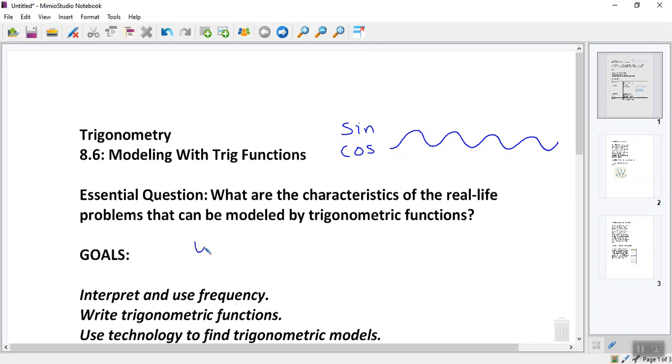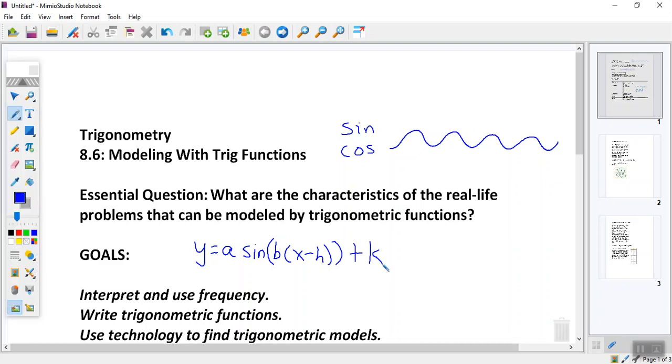If you remember the general form of a sine or cosine function, or in our case a periodic function, it might be y equals a times the sine of b times (x minus h) plus k, like this. Once you've been given a function like that, sine might get replaced with what here? Cosine.